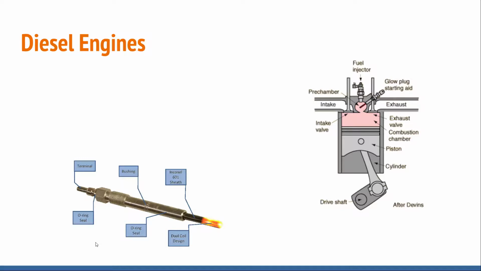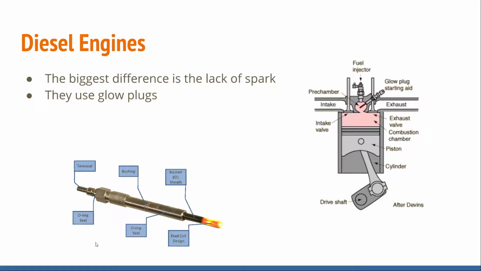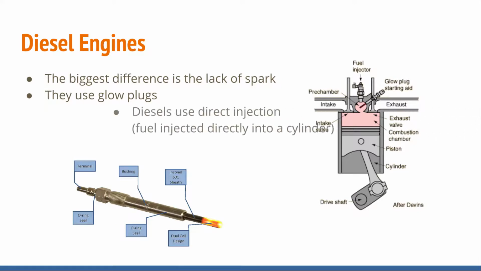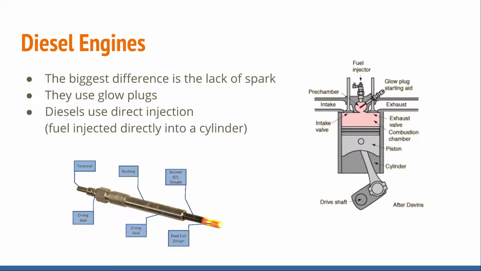So what makes a diesel engine different from a gasoline engine? The biggest difference is the lack of spark. So there's no spark plugs in the diesel engine. Instead, they use these things down here called glow plugs. Gotta get my laser pointer there. Glow plugs. Diesels use direct injection, which means fuel is injected directly into the cylinder. One last note, most of today's diesel engines are turbocharged.